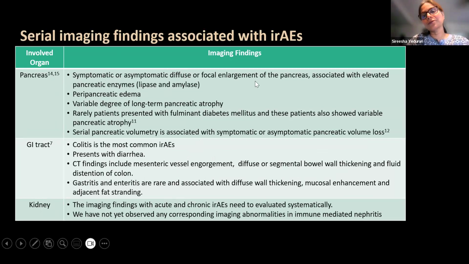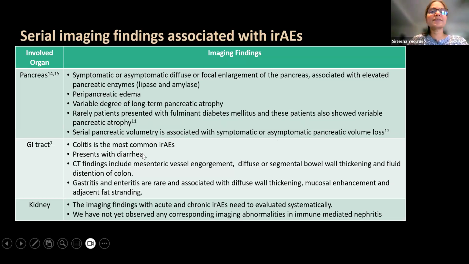There can be diffuse or focal enlargement of the pancreas. And then the common thing is elevated pancreatic enzymes. Peripancreatic edema may or may not be seen, variable degree of long-term atrophy, rarely patients present with fulminant diabetes. And these patients also showed variable degree of atrophy. Serial volumetry, if you do them, is associated with volume loss. That can be symptomatic or asymptomatic also.